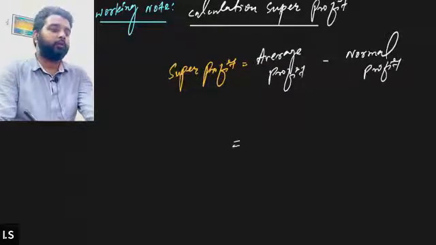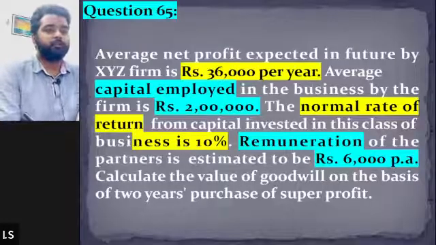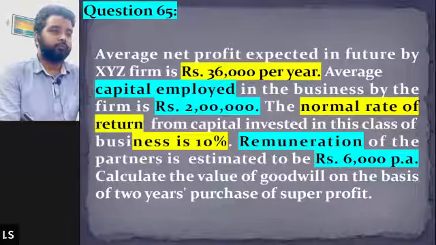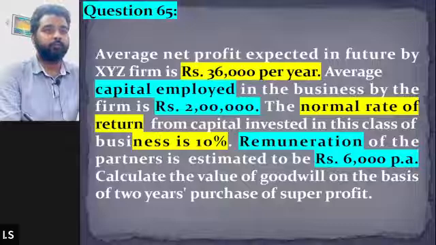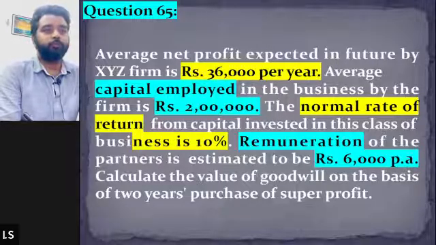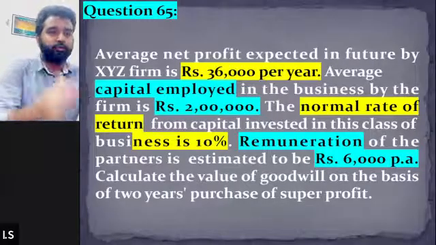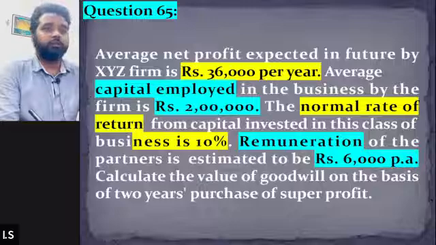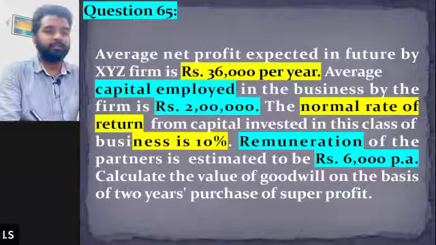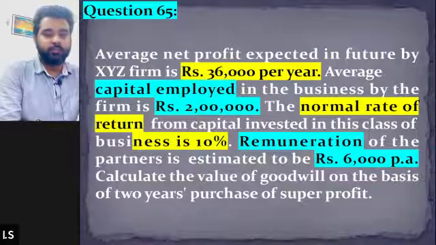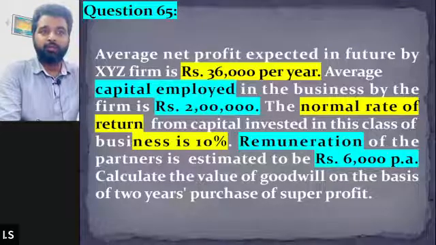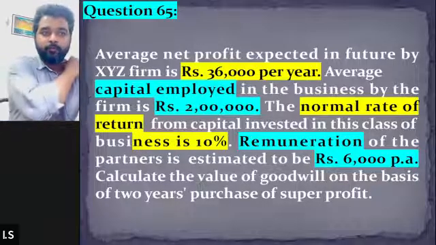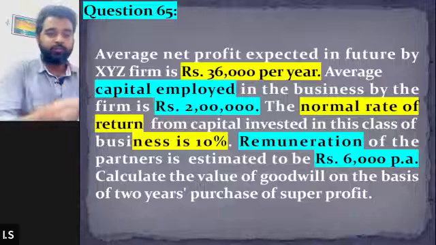Okay, now see, the profit of the firm is given to us. This is the average profit of the firm, 36,000 per year. But the question further tells us about the remuneration of the partner. Since this information is given in the question, that means this expenditure is not yet deducted from the amount of the profit. So 36,000 per year is the amount of profit, obviously.